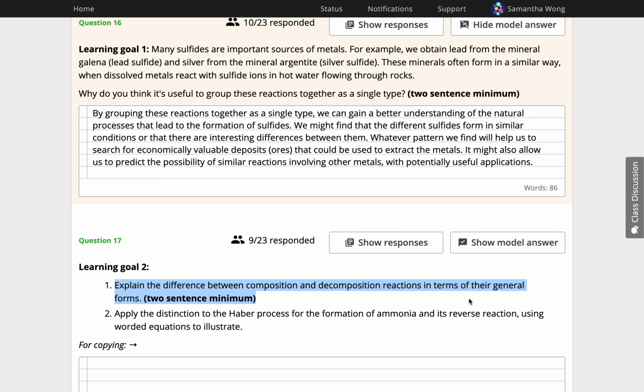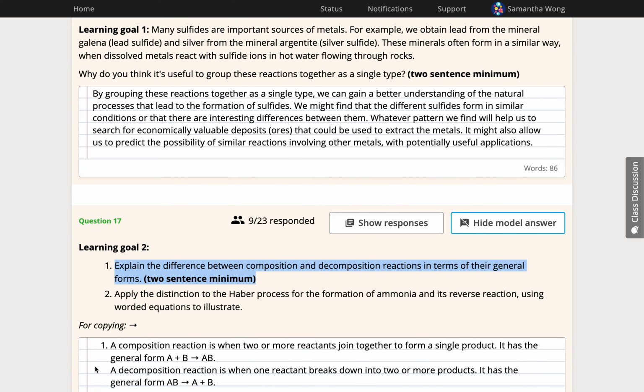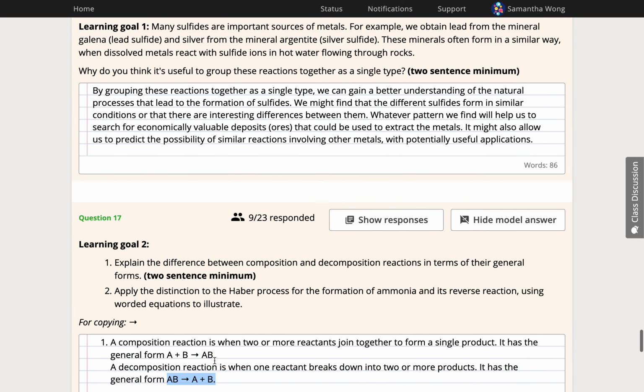Okay, so by now you should have written something about composition and decomposition reactions. So, a composition reaction is when 2 or more reactants join together to form a single product. Its general form is A plus B gives you AB. Whereas a decomposition reaction is one when a single reactant breaks down into 2 or more products. Its general form is AB gives you A plus B.